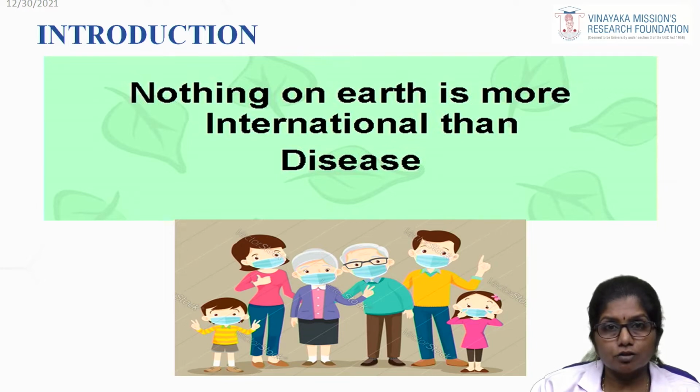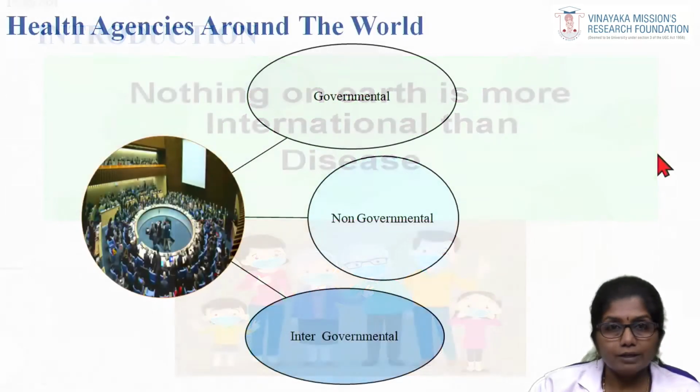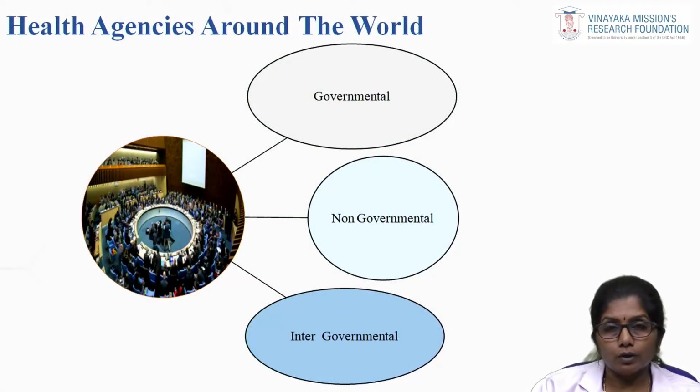International health agencies or organizations are helping the world to prevent disease and promote health. It was said by Dr. Paul Russell, nothing on earth is more international than disease. In recent years, a vast network of public health units have evolved to cater to public health, among which the smallest units serve small rural areas, whereas the largest units like the WHO concern the health of the entire world.